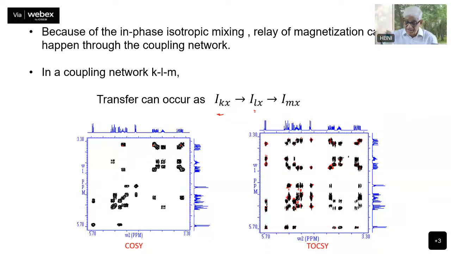Of course, the total intensity gets distributed over there. That is okay, but you have the information. You can signal average more. You have the full information about the entire coupling network. So this is particularly important for the analysis of the spin coupling networks in the spectrum.